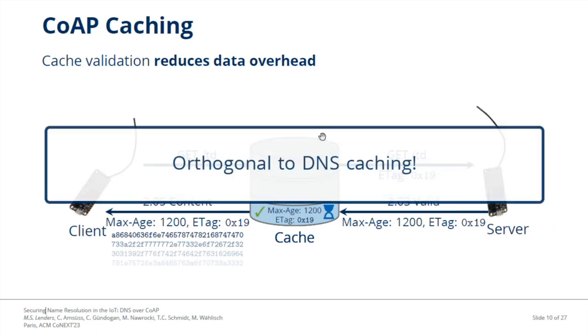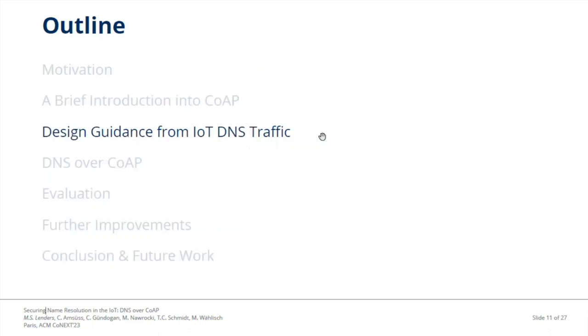But important to note, this is orthogonal to DNS caching. So if you want to do DNS over CoAP, you have basically another layer of caching to deal with. So what name lengths are there on the IoT at the moment? What DNS records are there? And is this information important for the design of DNS over CoAP? This is what we do in the next question.